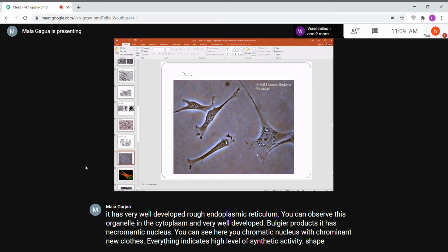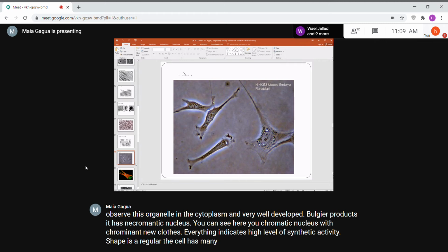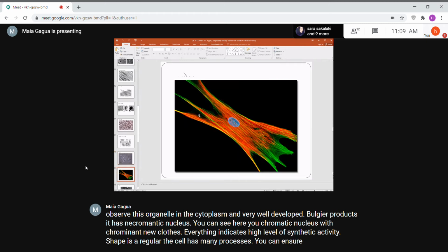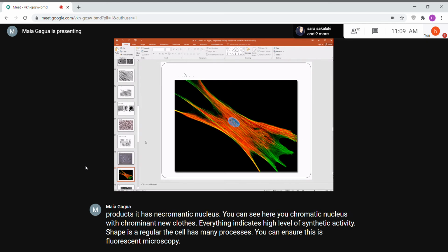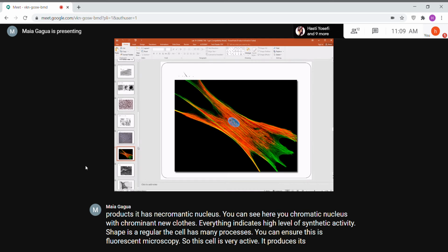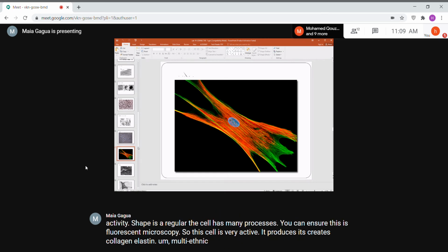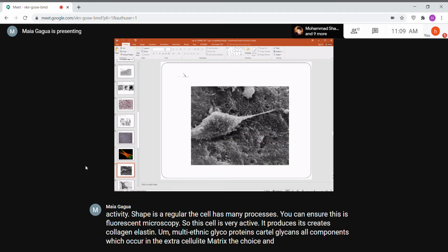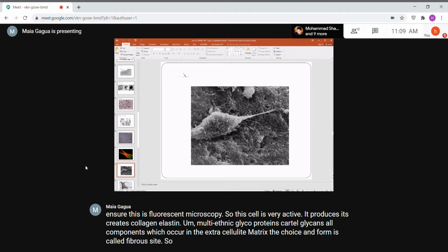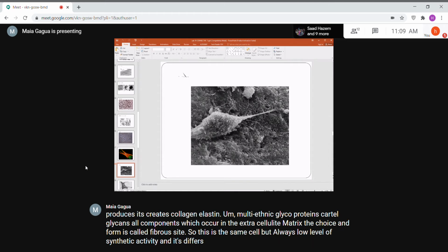Shape is irregular. This cell has many processes. You can see this in fluorescent microscopy. So this cell is very active. It secretes collagen, elastin, multi-adhesive glycoproteins, proteoglycans, all components which occur in the extracellular matrix. The quiescent form is called fibrocyte. So this is the same cell but with a low level of synthetic activity, and it differs morphologically from the active cell.